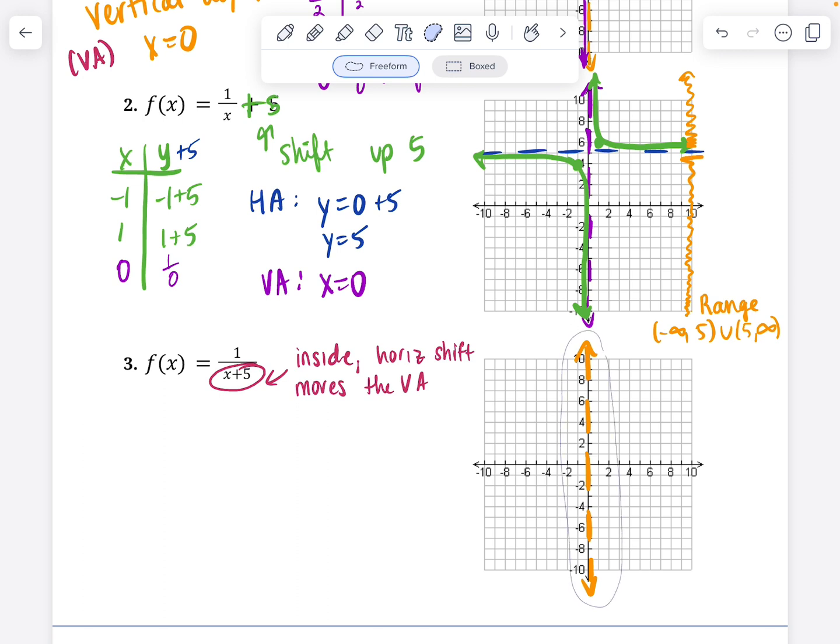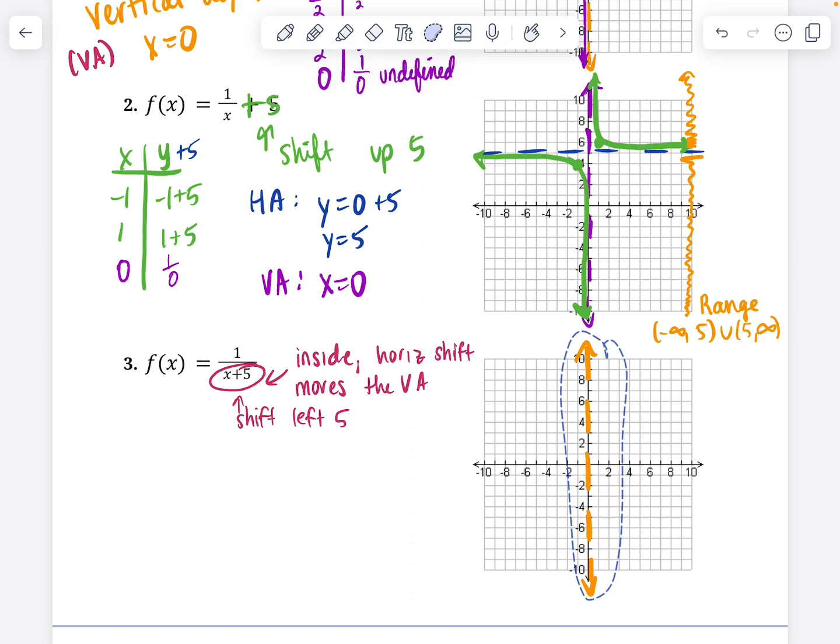If I'm going to shift it, let me write down one other thing for you guys. This is going to shift left 5. Watch this. This thing is vertical, but moving it up or down is not going to do anything. It's just going to be infinite forever. However, when the graph shifts left or right, that affects this asymptote. So this graph is going to shift left 5.